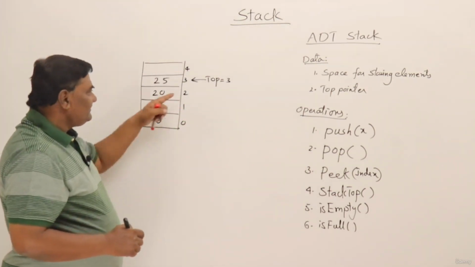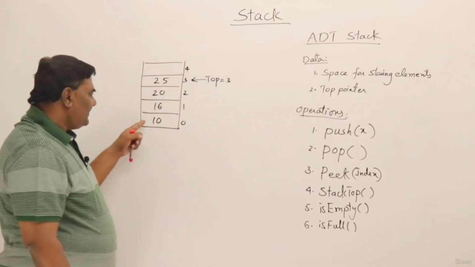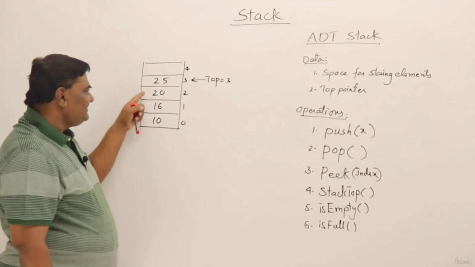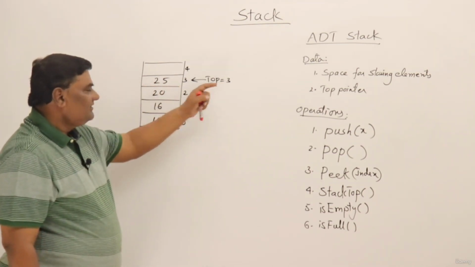Suppose this is a stack and this is the topmost value I have inserted, and these are the values already present. The first value that I inserted was 10, then 16, then 20, then 25. So the most recently inserted one is 25, so top is pointing here.